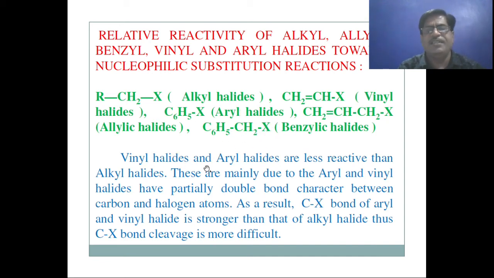Vinyl halides and aryl halides are less reactive than alkyl halides. This is mainly because aryl and vinyl halides have partial double bond character between the carbon and halogen atom. As a result, the CX bond of aryl and vinyl halide is stronger than that of alkyl halide. Thus, CX bond cleavage is more difficult.